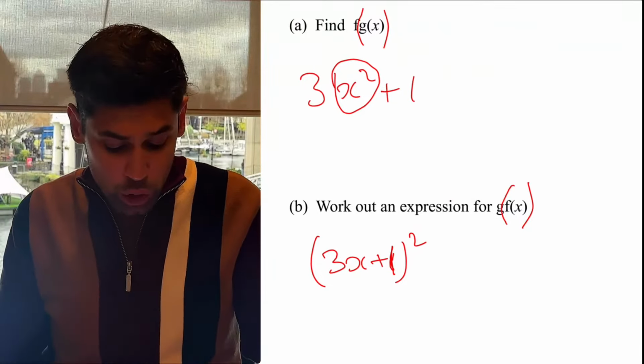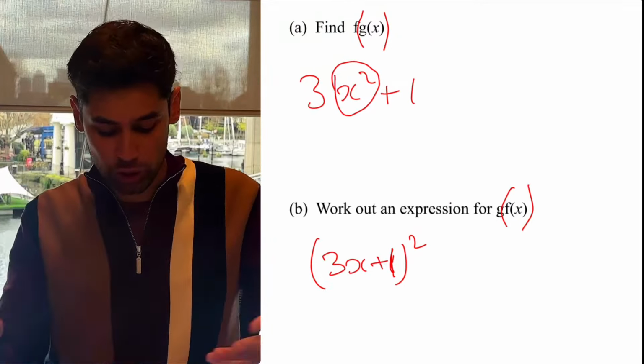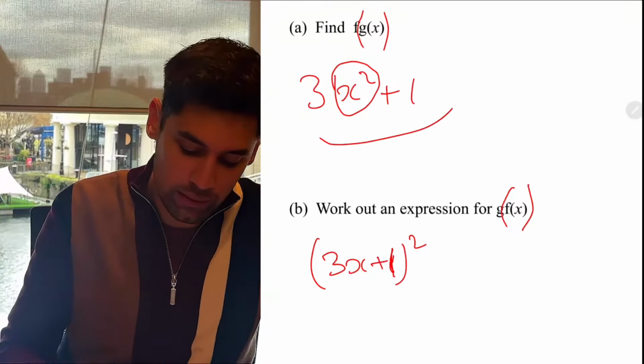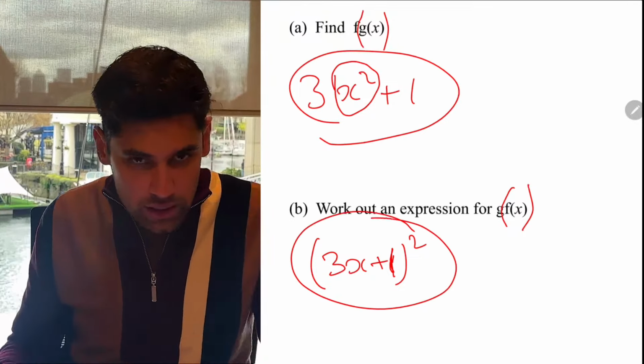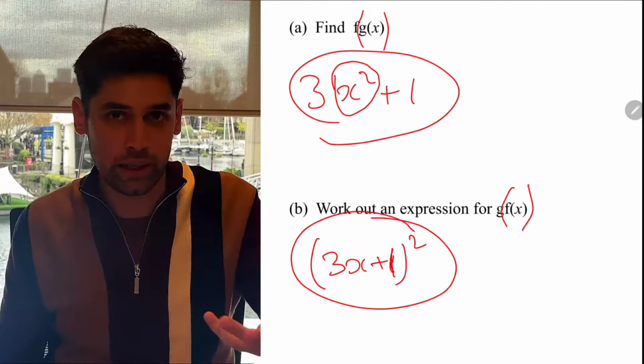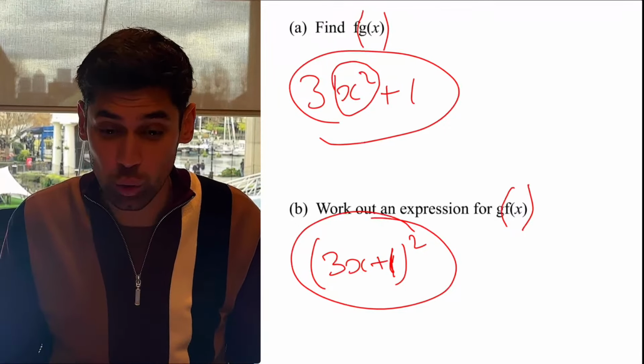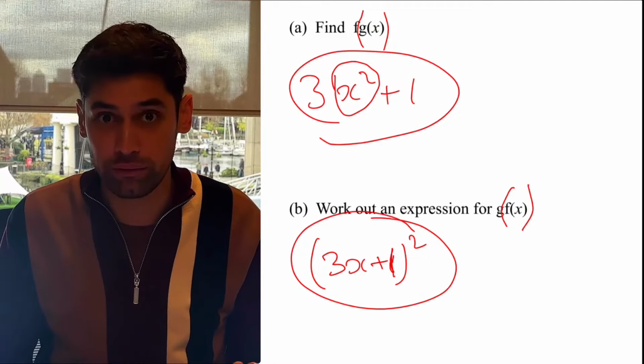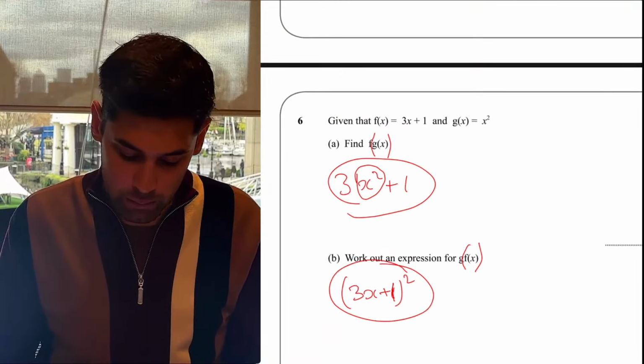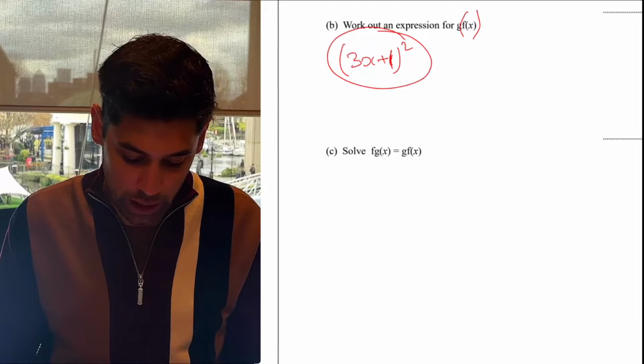And the final step is solve fg(x) equals g of x. We just make this equal to this. That's going to end up being a quadratic again. We won't focus on that just now because I do want to get through as much of the function stuff as we can. But yeah, I hope that makes sense.